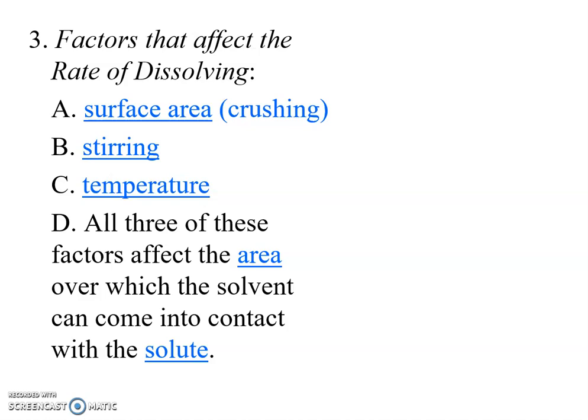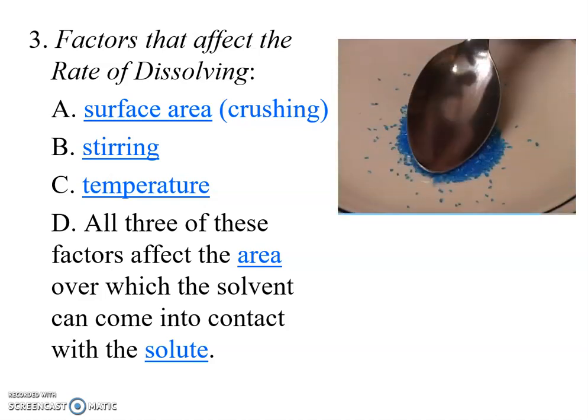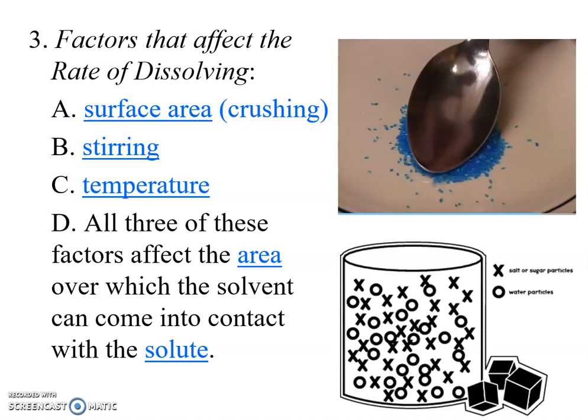quickly. Temperature also will increase the speed of dissolving. Now, it also affects how much, but it does definitely increase the speed, again because the particles are moving faster. The faster they're moving, the more interaction between solute and solvent, so the faster things dissolve. So all three of these factors affect the area over which the solvent can come into contact with the solute, and therefore help to speed up the dissolving. And again, anything that will increase that surface area and that interaction will assist in the dissolving process.